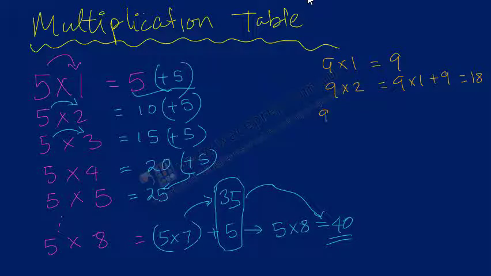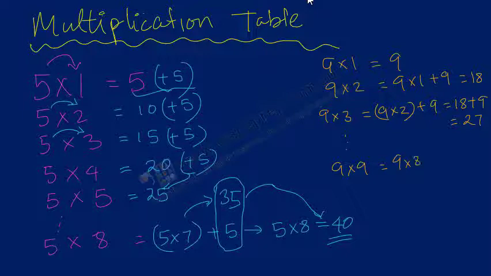What about 9 times 3? It is the same as 9 times 2 plus another 9, which is 18 plus 9, which is 27. Similarly, 9 times 9, for example, is the same as 9 times 8 plus another 9. So 9 times 8 is 72 plus another 9 is 81.